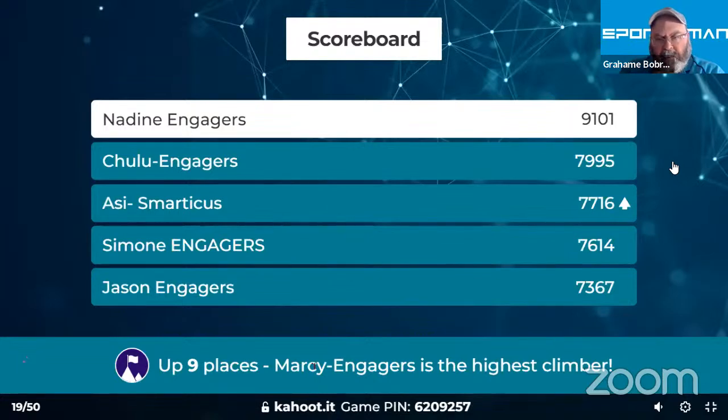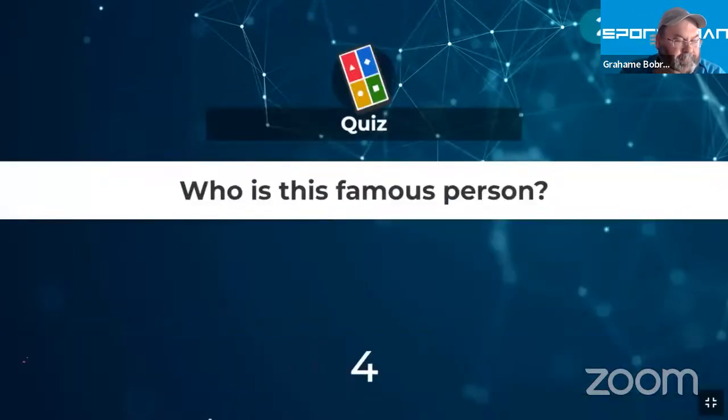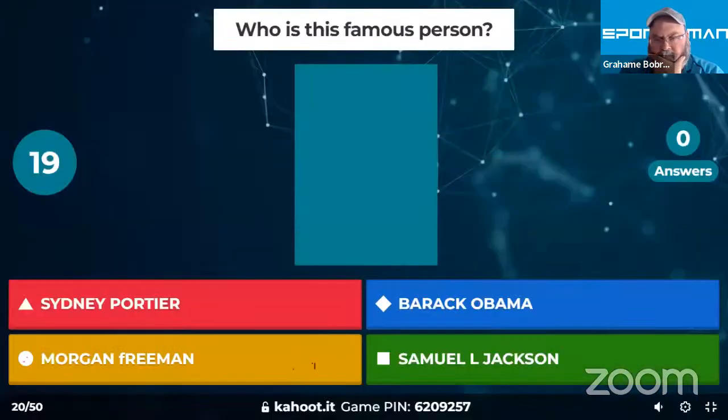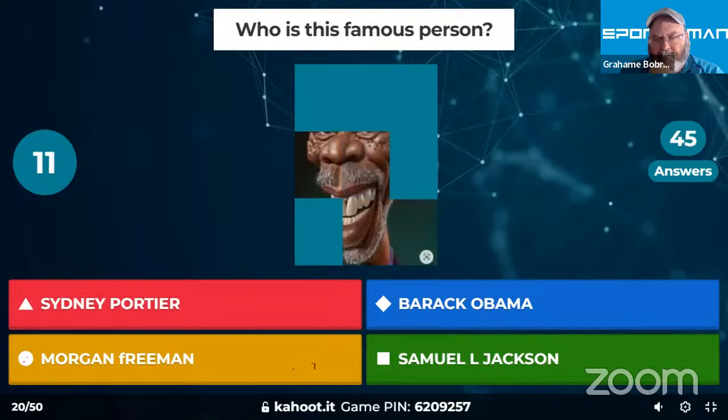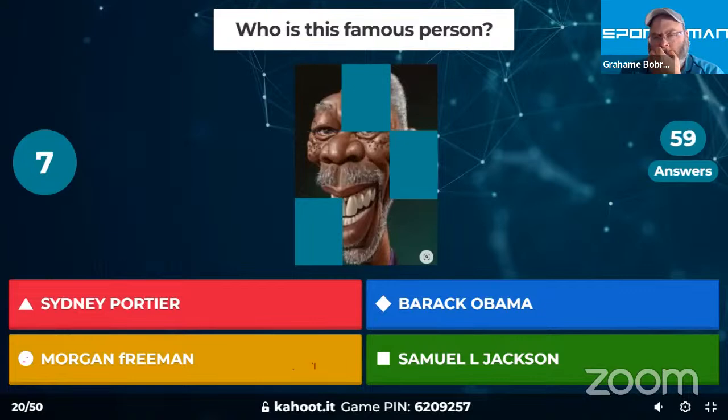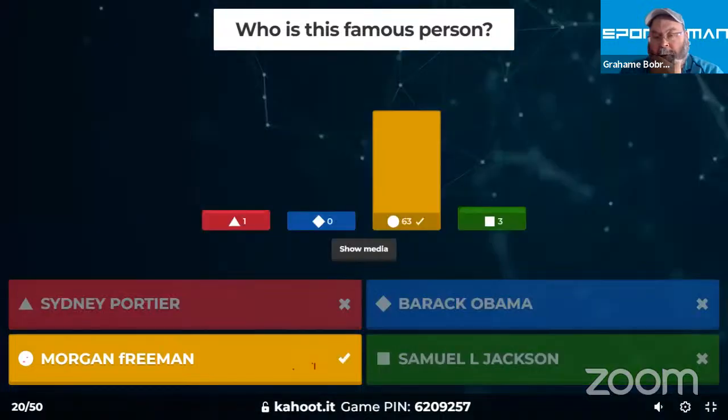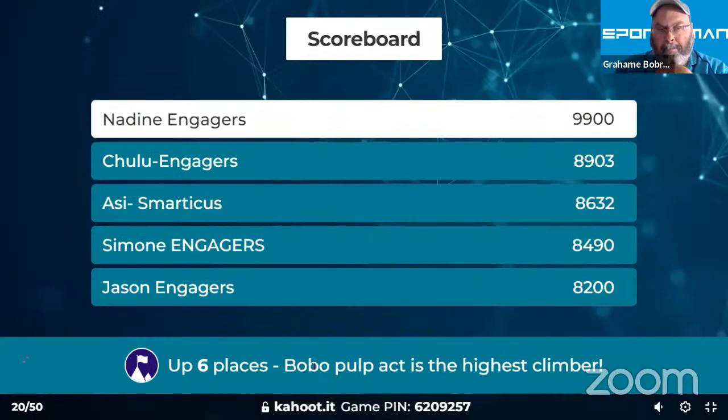But no real changes on the leaderboard. Nice 1,000-point gap that Nadine has managed to open up. Marcy from the Engagers is our highest climber at the moment. Keep going, Marcy. Question number 20. Who is this famous person? And the majority of you getting that one right. Morgan Freeman. I think his cheeks and ears, pretty big giveaway. As you were. Almost at 10,000, Nadine.